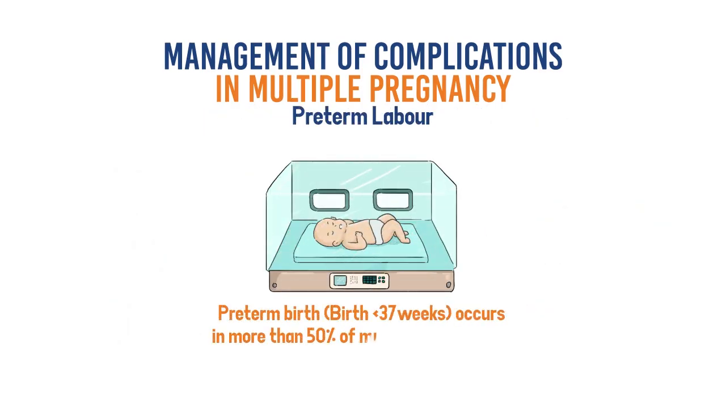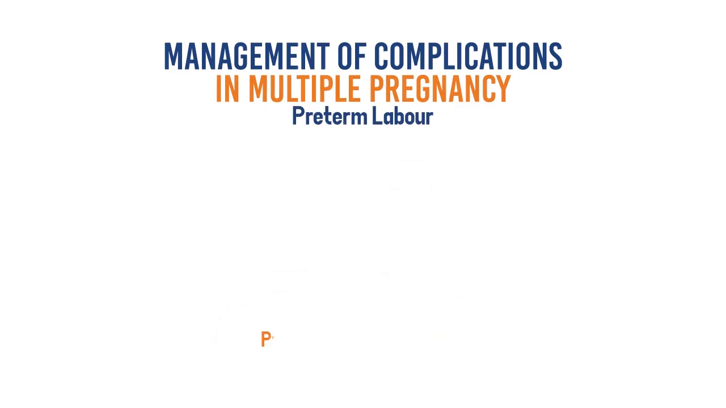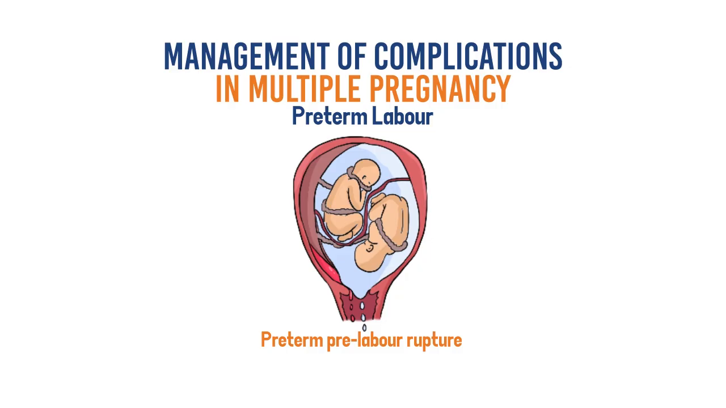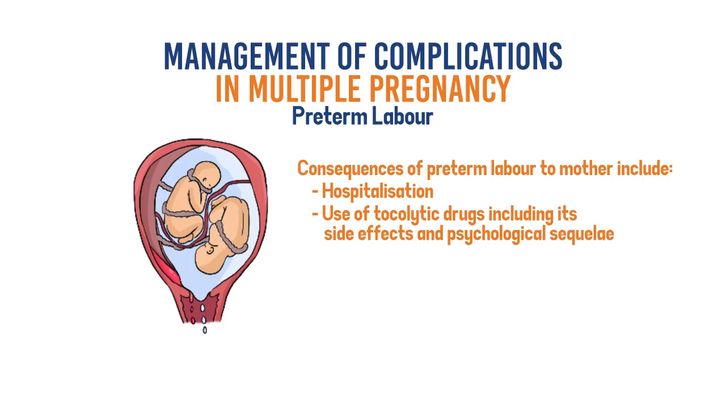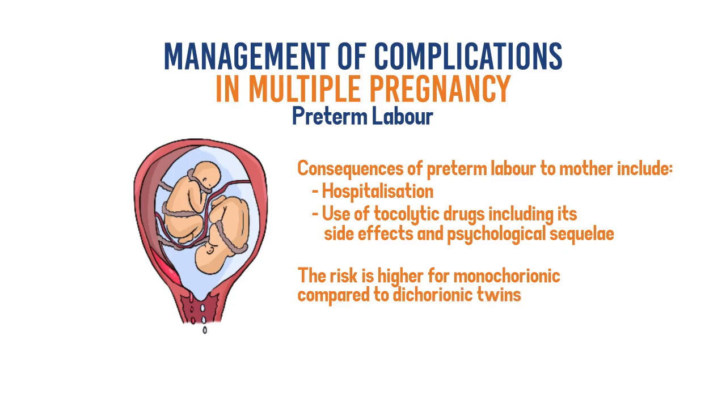Preterm birth, or birth under 37 weeks gestation, occurs in more than 50% of multiple pregnancies. Preterm pre-labor rupture of the membranes also occurs more frequently. Maternal risks of pre-labor rupture of membranes include hospitalization, use of tocolytic drugs including its side effects, and psychological sequelae. The risk is higher for monochorionic compared to dichorionic twins.